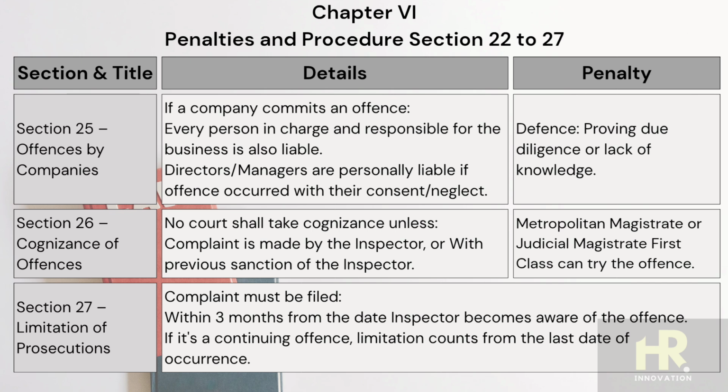Section 27 Limitation of prosecution. A complaint for any offence under this Act must be made within 3 months from the date the inspector becomes aware of the offence. If it's a continuing offence, the time limit is counted from the last day the offence occurred. Let's recap the key points.